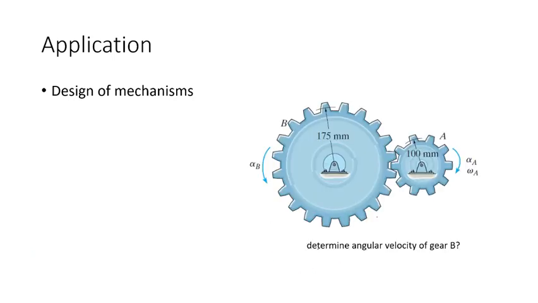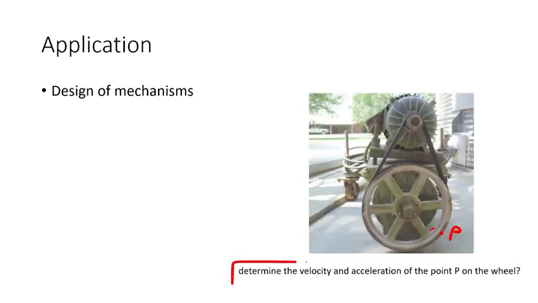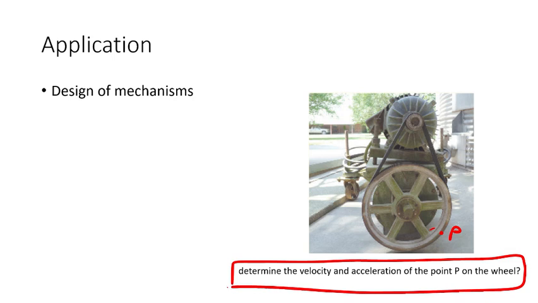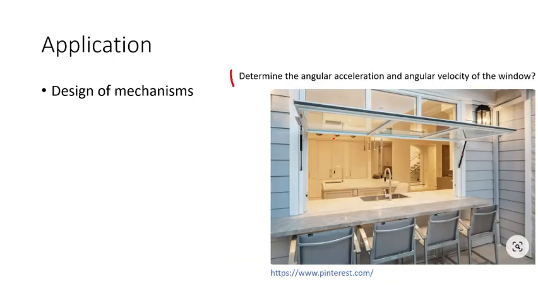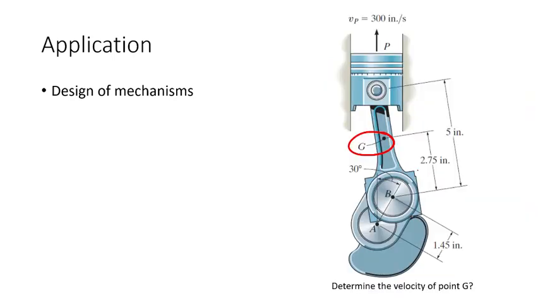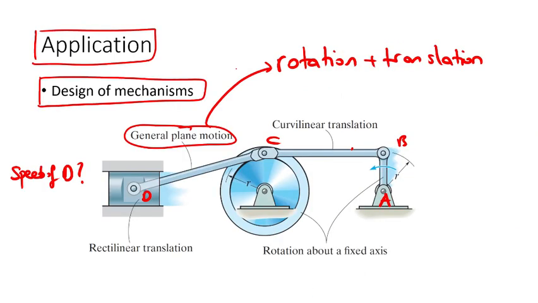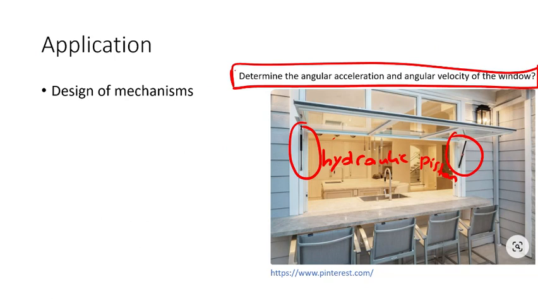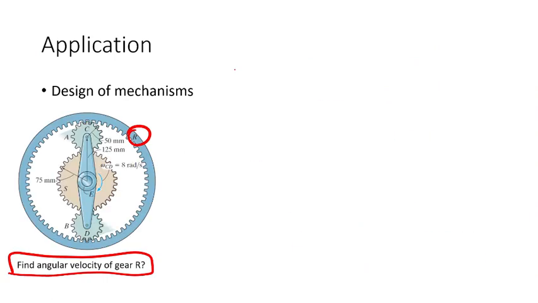For all of these cases, you can see the question that's posted here, or it may be this one, or you may have this question here, and we have the hydraulic pistons here. Again here, what is the velocity of point G? So as you can see, for each one you have the question that is shown here.